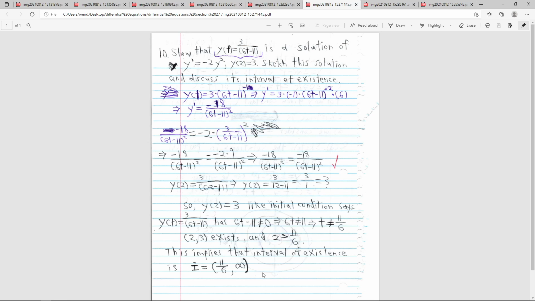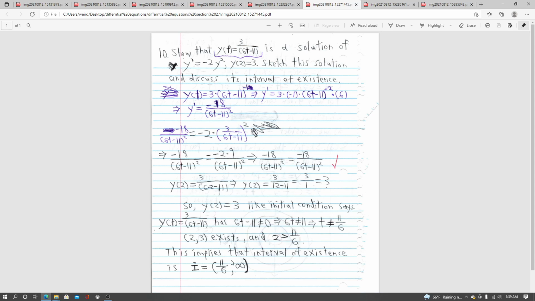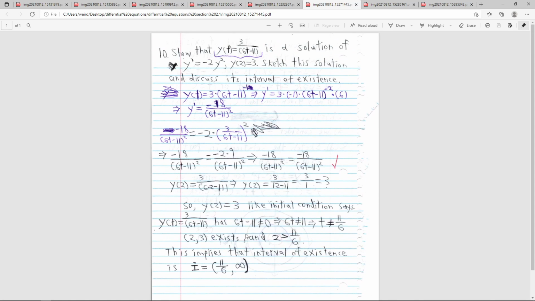So it implies that the interval of existence, I'll use I with a dot above it, is equal to, we have the lowest point being 11/6, and it can go on to infinity. Any value greater than 11/6. That's why it's parentheses for infinity and parentheses for 11/6. It can't equal 11/6 but can be anything greater than it. We have to choose which cutoff point, and 11/6 is that.